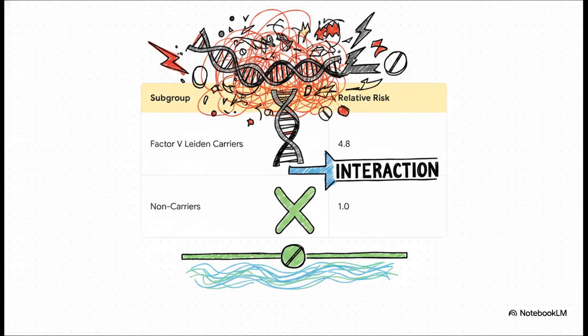But hold on, look at this stratification. Among patients without the mutation, the relative risk is 1.0, totally, completely safe. But among patients carrying that factor V Leiden mutation, the risk skyrockets to 4.8. The medication is interacting biologically with the mutation to create a massive risk spike in one very specific group. That is stratum-specific heterogeneity in action, confirming effect modification. We absolutely have to report this so doctors know better than to prescribe this drug to those genetic carriers.